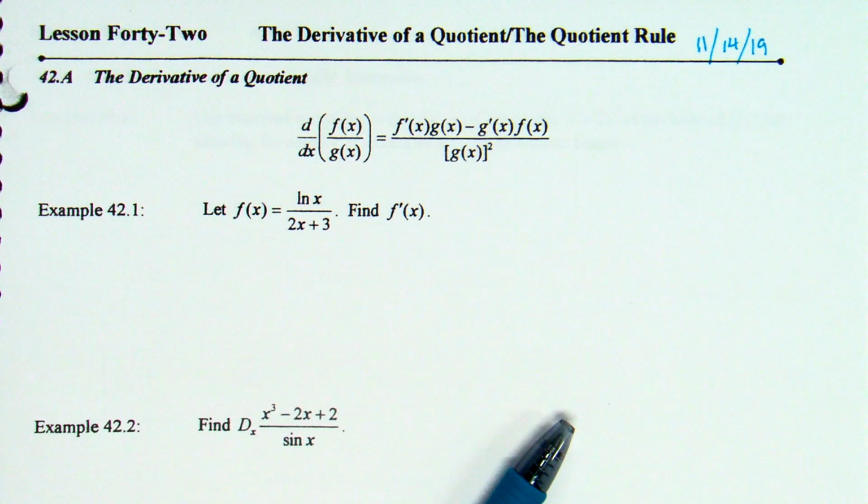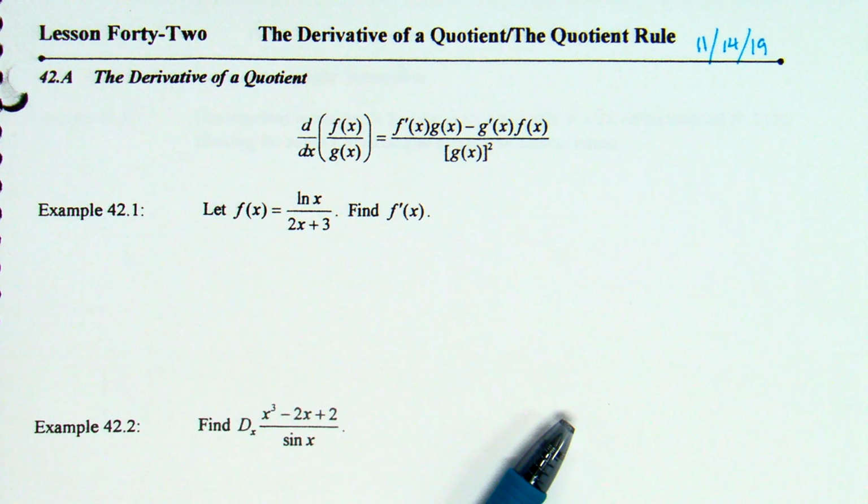42 is derivative of a quotient, or in other words, quotient rule. So when we do derivatives, we already have the product rule. When you have two things that are being multiplied, you can't just take the derivative of each and stick them together. Some of you still like to do that. I'm trying to get you past that hurdle. But the product rule, remember, it's derivative of the first, keep the second, plus keep the first, derivative of the second, right?